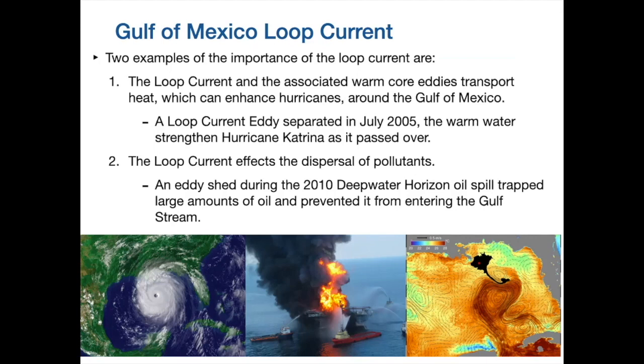A second example is with the dispersion of pollutants from the 2010 Deepwater Horizon oil spill in the Gulf of Mexico. A major concern after that oil spill was that the oil would get into the current and eventually make its way into the Gulf Stream and be spread throughout the Atlantic. Fortunately for the Atlantic, a loop current eddy trapped a large amount of the oil and prevented it from getting into the Gulf Stream.